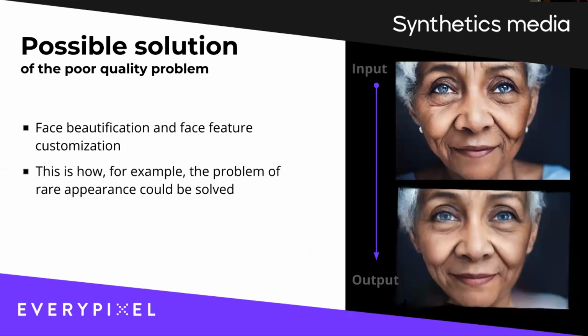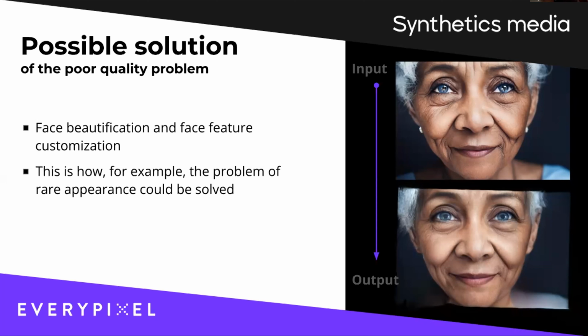So here is the possible solution that we implemented. It's an algorithm that we call face beautification and face feature customization. On the input, we have an image of a woman that has been generated by text-to-image neural networks, and in the output you can see the result. On the first picture you can see many artifacts. It's easy to determine, and the second output is after the beautification, and we can see it's looking better and more suitable for usage.